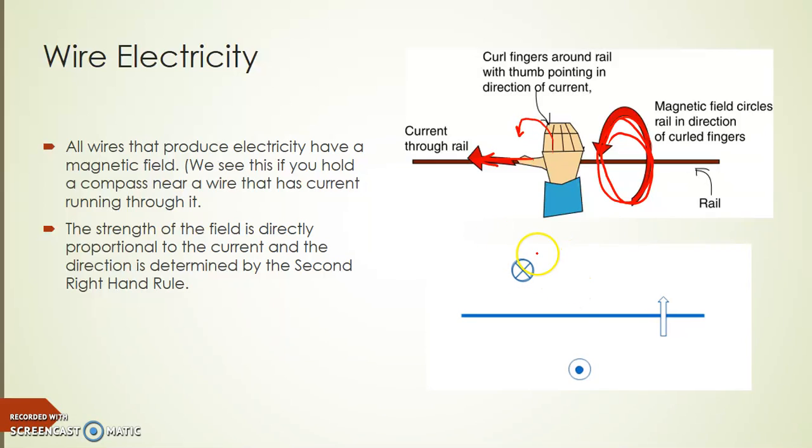Another way to write this is showing this circle with an X. That's indicating that the field is pointing into the paper or the screen. And then the circle with the dot means that it is coming out of the screen, so it's circling this way.